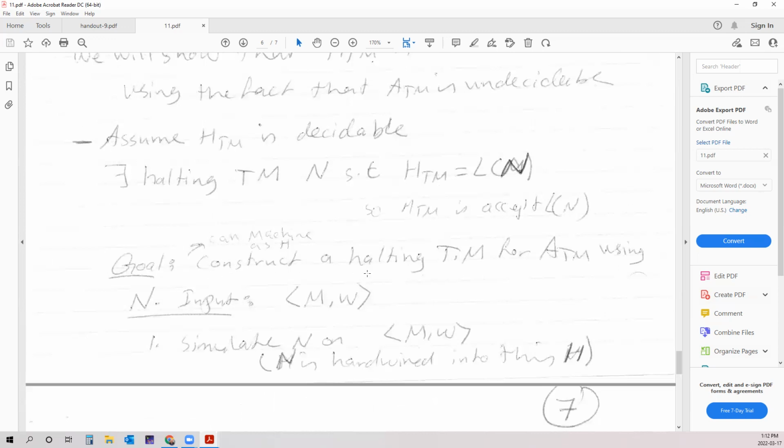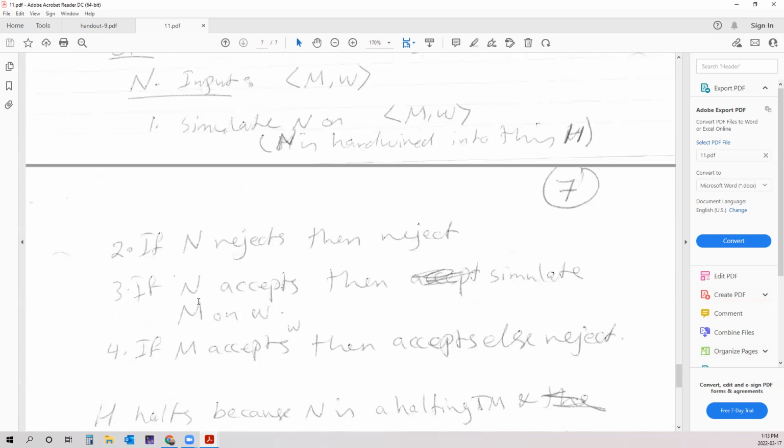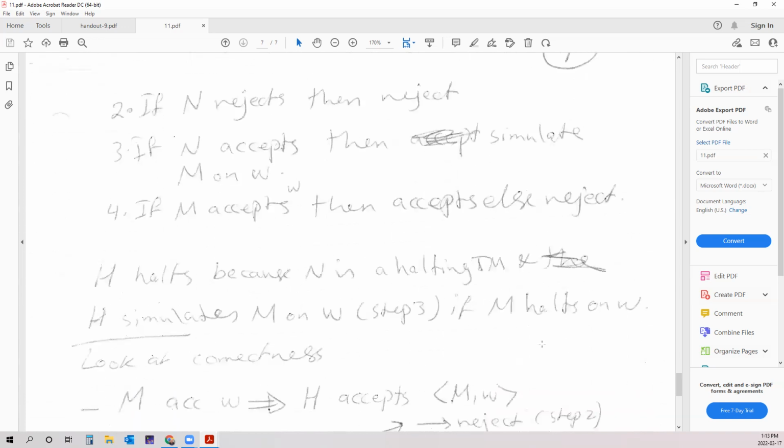So construct a halting Turing machine H for ATM using N. On input M, W, simulate N on M, W; N is hardwired into this H. If N rejects, then reject. If N accepts, then simulate M on W. If M accepts W, then accept, else reject. H halts because N is a halting Turing machine, and H simulates M on W in step 3 only if M halts on W.